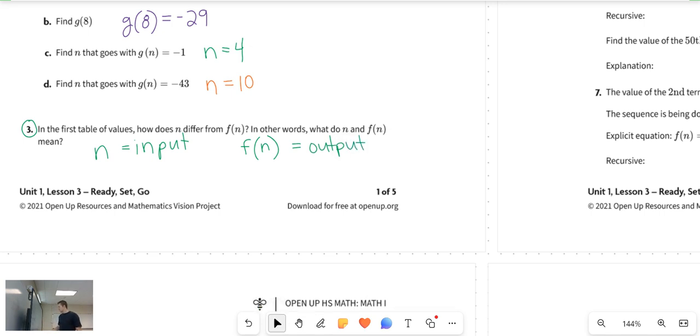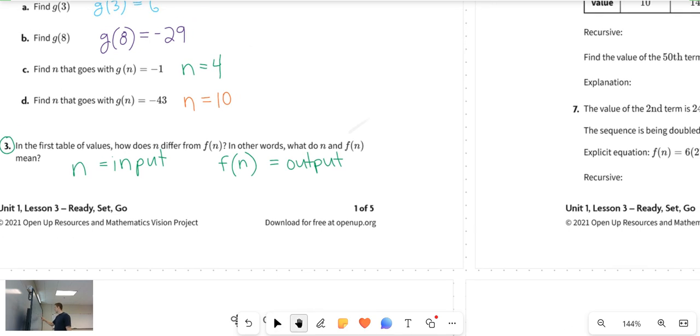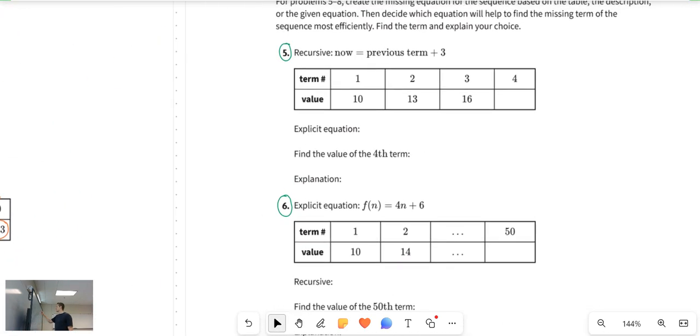Okay, so we're moving on. If we plug in our n value into the function, we'll get out something, and that function is f. So n, those are our inputs, and f of n are the outputs that come from our inputs of n. So they're sort of paired up like that. All right, let's keep going.